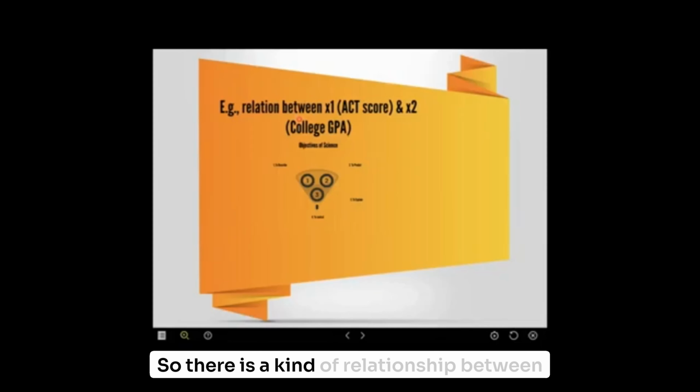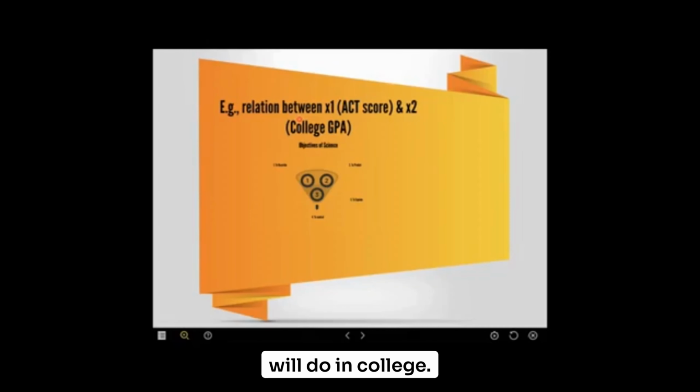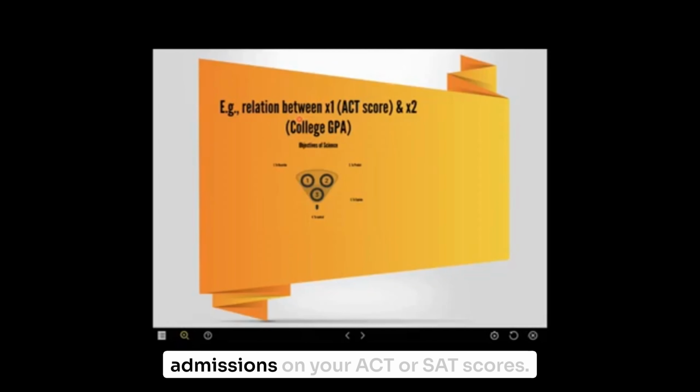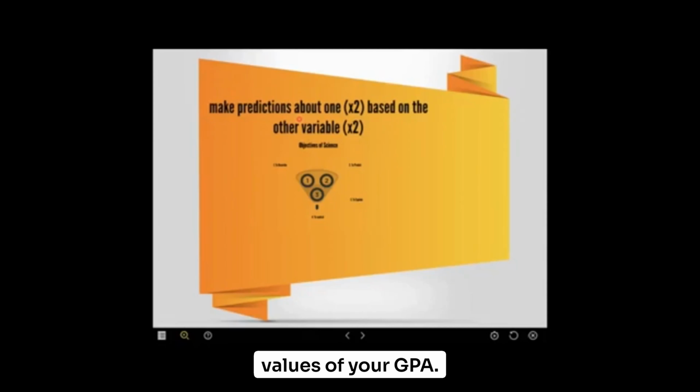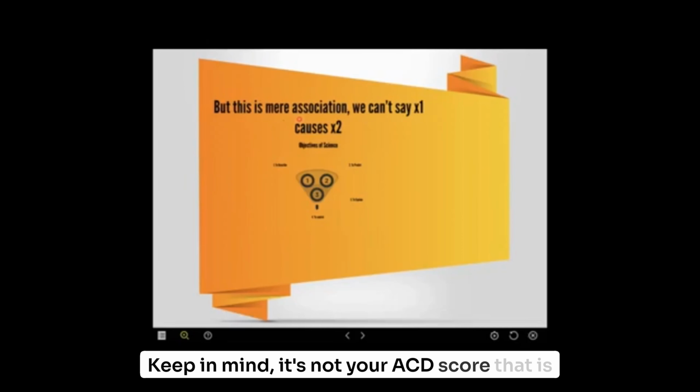So there is a kind of relationship between these two, so that by knowing the value of one variable, in this case your ACT score, universities make a prediction of how you will do in college. That's why they base their admissions on your ACT or SAT scores. So the objective here is to find the relationship between two variables. When you know the values of one variable, your ACT scores, you can predict the values of your GPA.